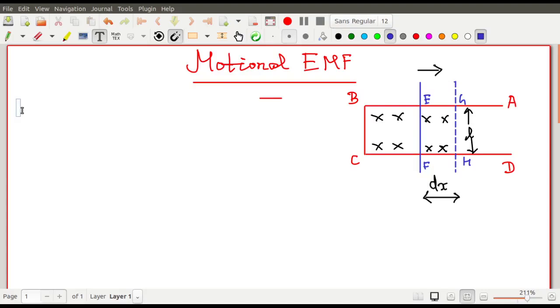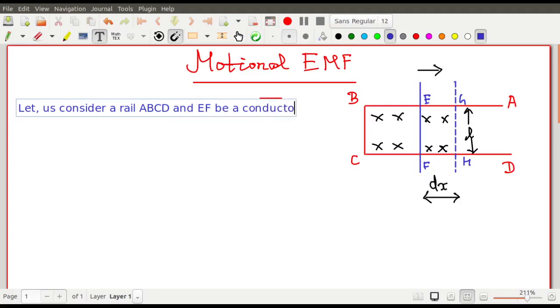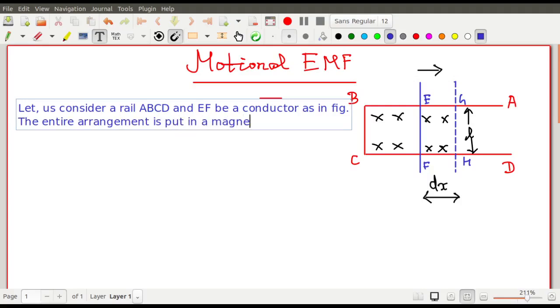So I write the introduction over here. Let us consider a rail ABCD and EF be a conductor as in figure. EF is also a conducting rod. The entire arrangement is put in a magnetic field.